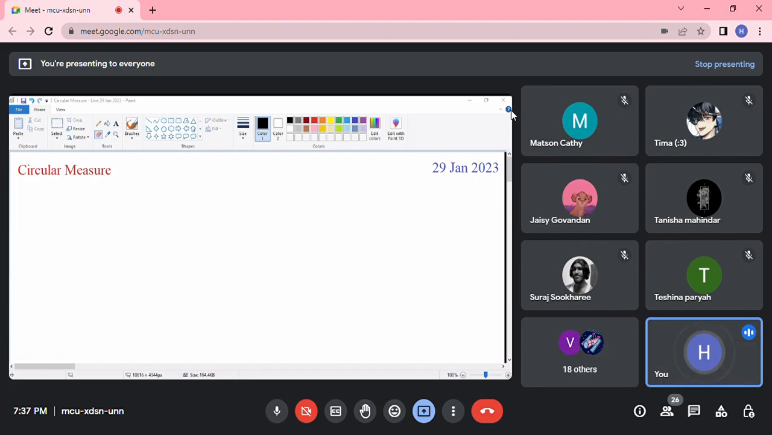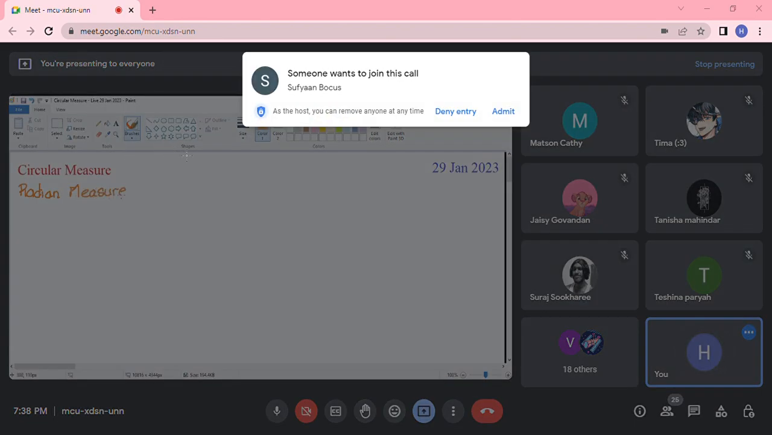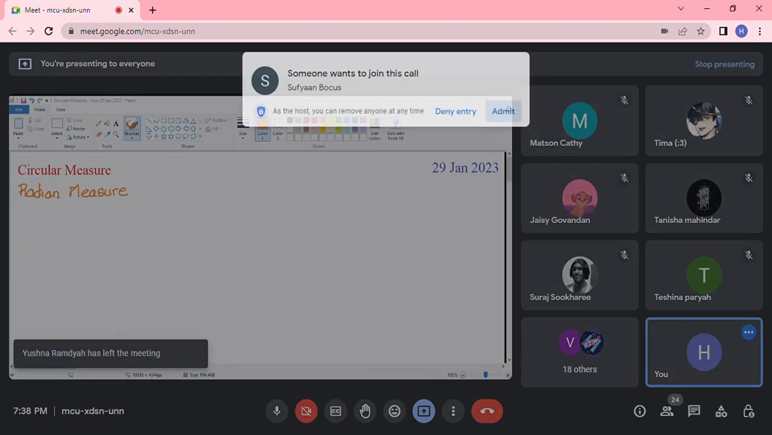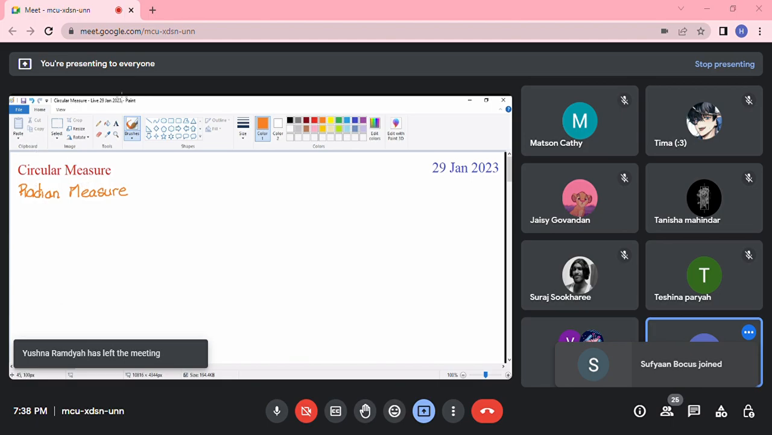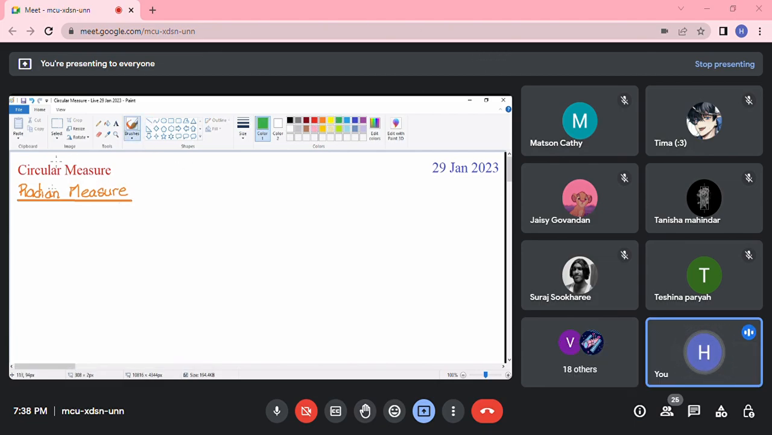Ok? Donc, maintenant, nous allons commencer. Donc, first part, le circular measure. What is the radian? Definition of the radian. Donc, radian measure. Donc, c'est quoi? What is the definition of the radian?